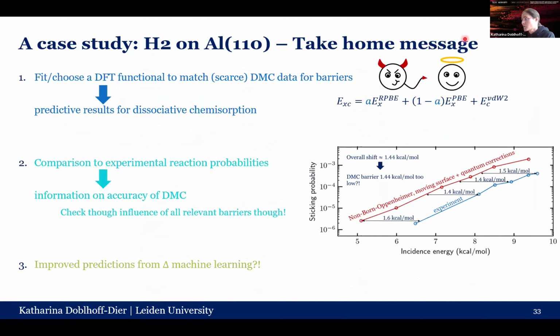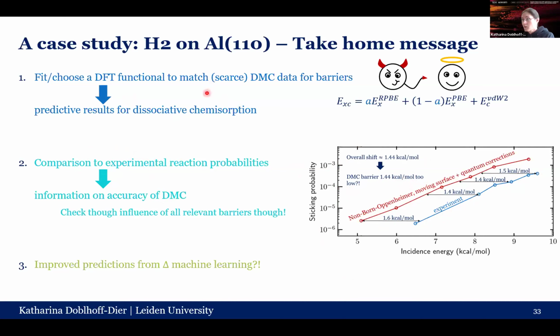So in summary, what I have shown you here is that you can actually fit or choose a density functional theory to match very scarce DMC data, and even that may allow you to get predictive results for dissociative chemisorption. We can also then compare whatever we had in the prediction to experimental reaction curves if they are available, and that might give us information on the accuracy of DMC. And in this particular case, I think the accuracy of DMC is about 1.5 kcals per mole, and that is similar to what we find for H2 on copper. We also think that their DMC results are off by about 1.5 kcals per mole.